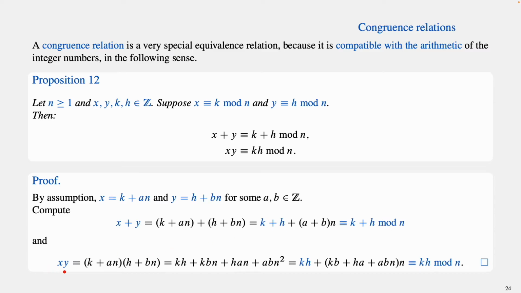And similar for the product, x times y, again we plug in k plus an and h plus bn for x and y, and then we just compute. We get k times h plus kbn plus han plus abn squared, and this is k times h plus something times n. So we have k times h plus a multiple of n, and this is congruent to k times h mod n. So overall, x times y and k times h are congruent modulo n.